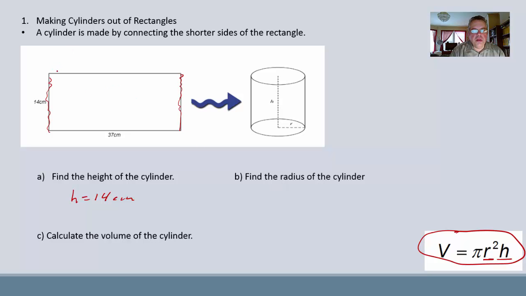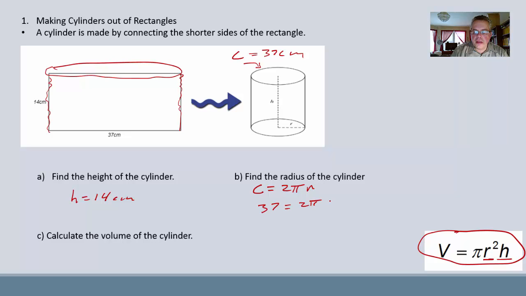We have to do a little work to find the radius. When the rectangle is built or put together as a cylinder, this top edge becomes the circumference here. So the circumference of the cylinder is 37 centimeters, and we have to find the radius from that. So we know from circles that circumference is 2 pi times the radius. So if we put 37 in, that equals 2 pi times the radius. And so the radius is what you get when you divide 37 by 2 pi. And you get a decimal. I get 5.9, and that would be in centimeters. It's a length.